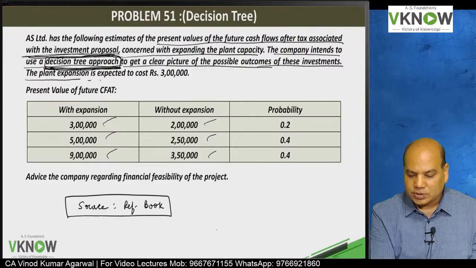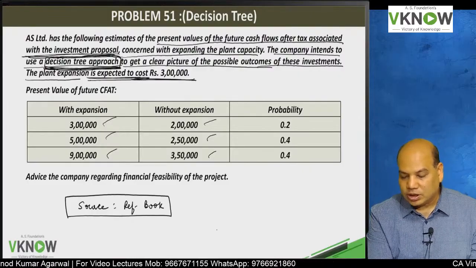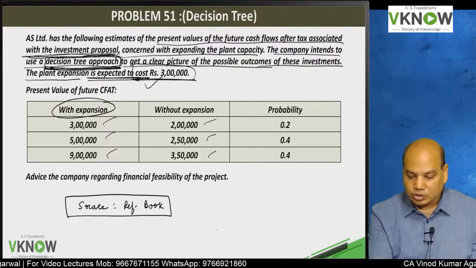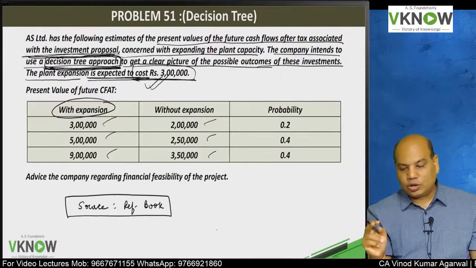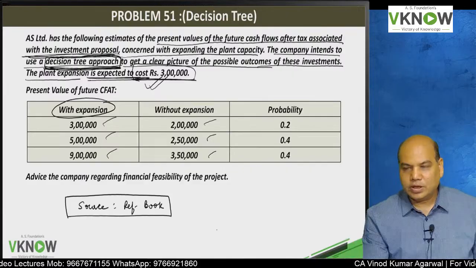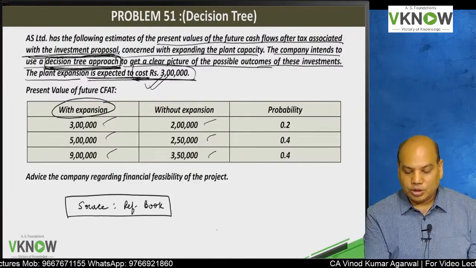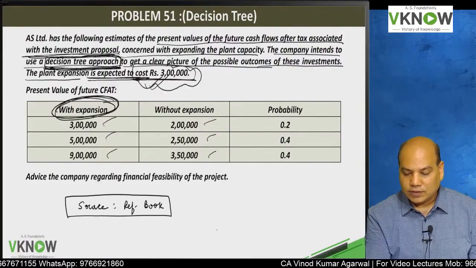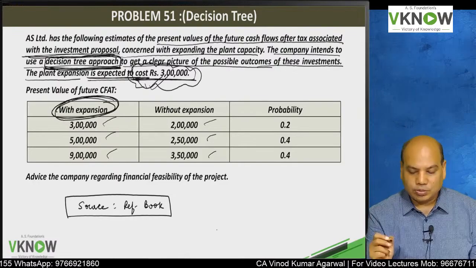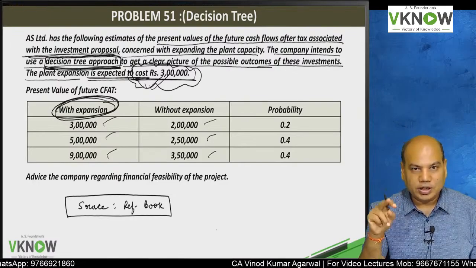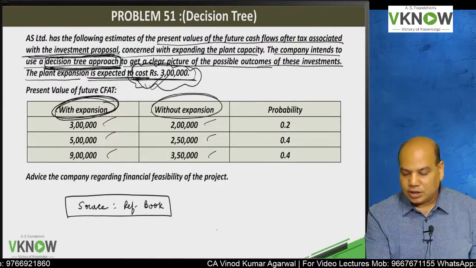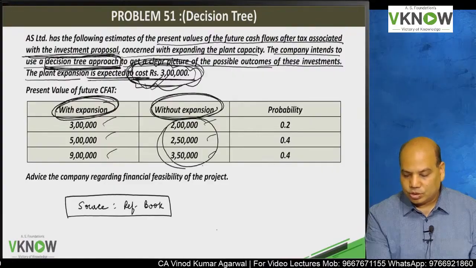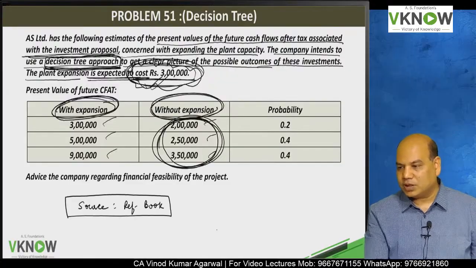The plant expansion is expected to cost rupees 3 lakh. If you expand the plant capacity, you will have to incur a cost of 3 lakh. But if you do not expand the plant capacity, you will not be required to incur 3 lakh. So while computing the NPV of the decision with expansion, you have to also consider the fact that you are going to invest 3 lakh rupees in that. So my net NPV will be after deducting 3 lakh. But if you don't expand the plant capacity, then you don't have to deduct 3 lakh rupees. You just have to compute the expected NPV without expansion.